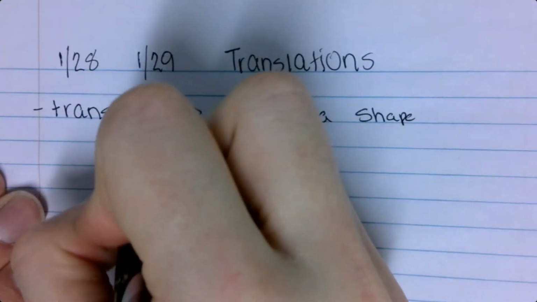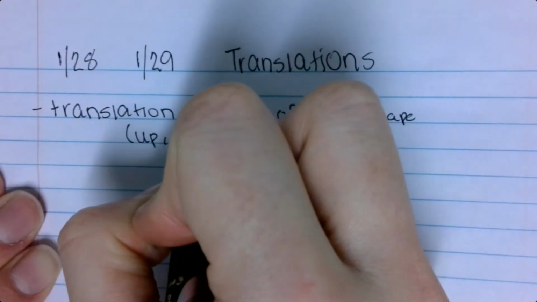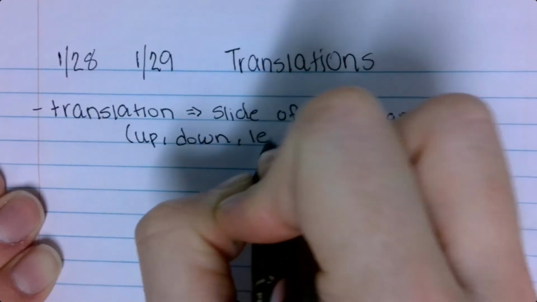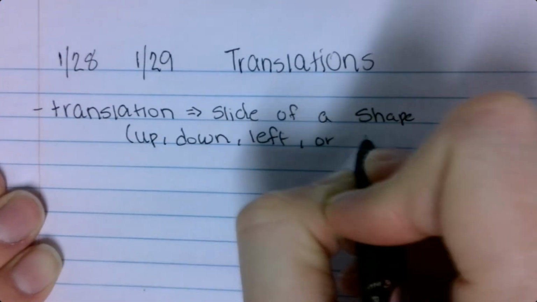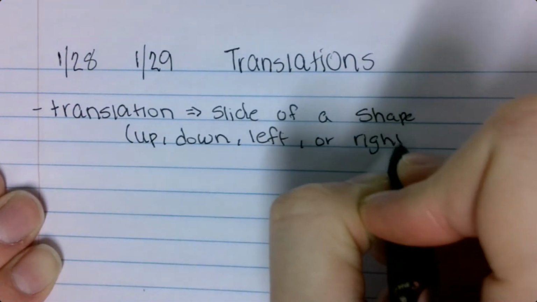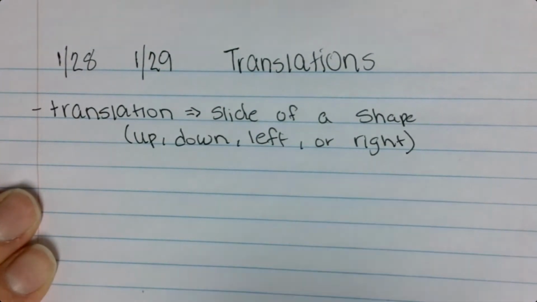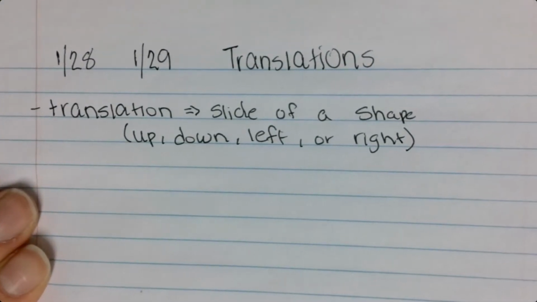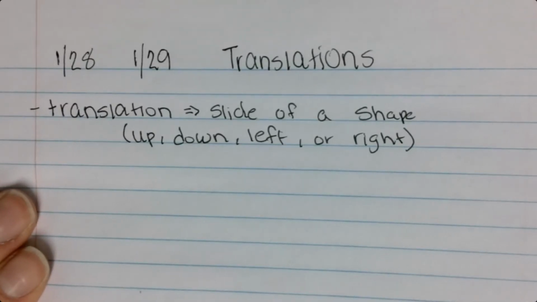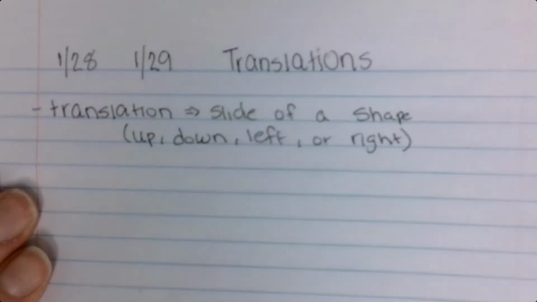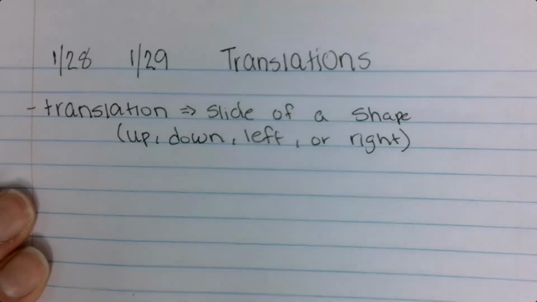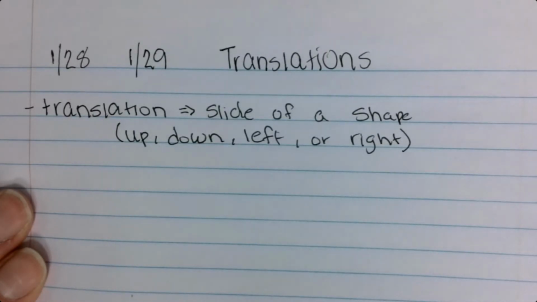So remember, we talk about up, down, left, or right. When we are talking about translations, we are talking about a shape moving up, down, left, or right. So thinking back to what you did when you first got into class and how we did moving from one spot to another on that coordinate plane, that's what we're looking at here, only instead of one point, we are probably looking at moving an entire shape. So that's where it's a little bit different.